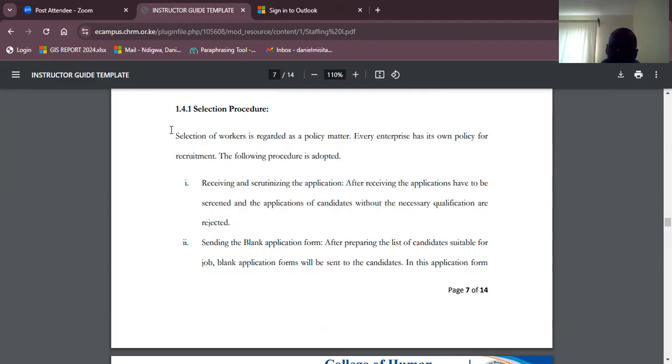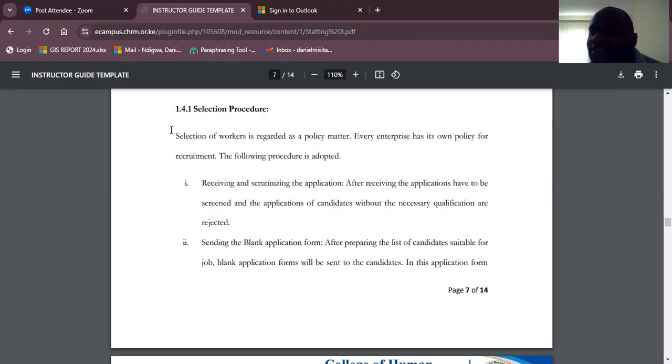So, selection of workers is regarded as a policy matter. Every enterprise has its own policy for recruitment, so there is no standard way of selecting employees. These policies are specific to that specific organization.